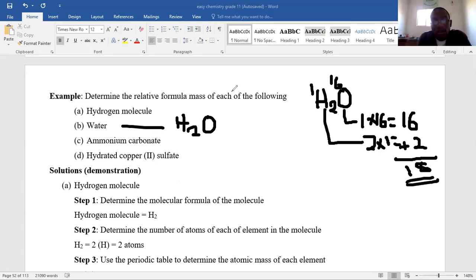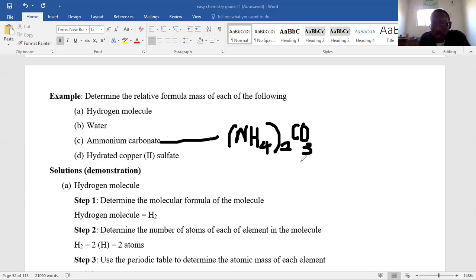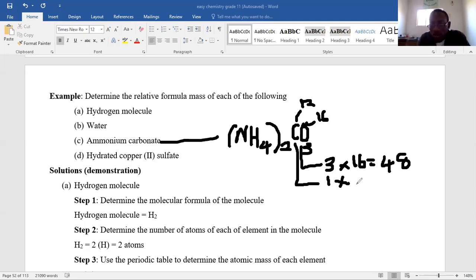Let's look at ammonium carbonate. So ammonium carbonate is (NH4)2CO3. So calculating, this will be 3 times, what is the mass of oxygen? 16. So that will give us 48. We go to carbon. So 1 carbon, because we have 1 carbon, times the mass of this is 12. So that will be 12.